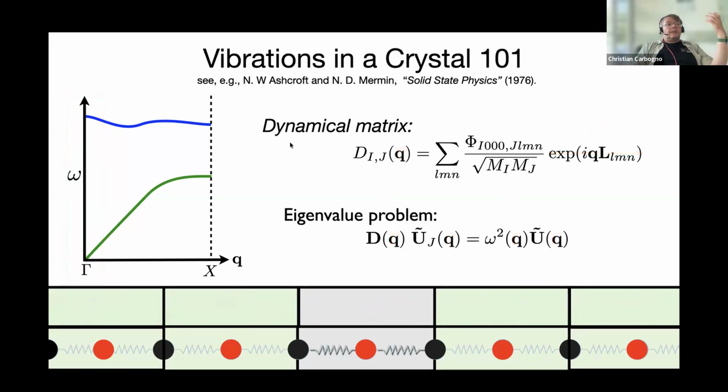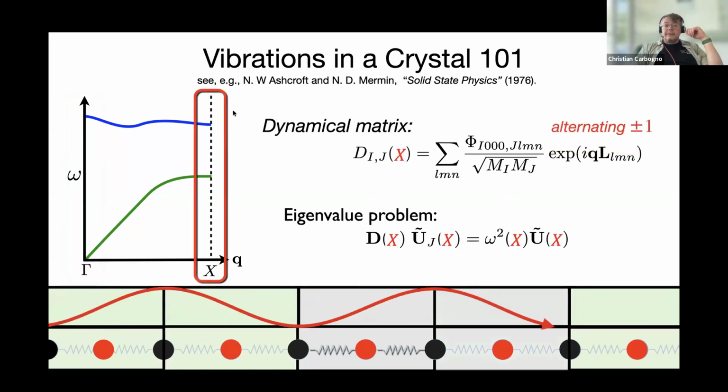Good. What happens somewhere else? Look here at the border of the Brillouin zone. That would be the X point in this case. Now here we get an alternating phase. So basically, each adjacent unit cell changes sign. What does this mean for our phonon modes at different positions?